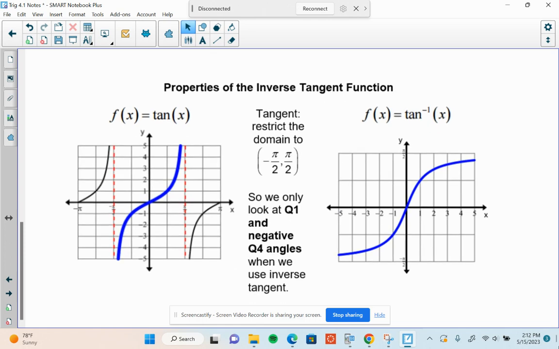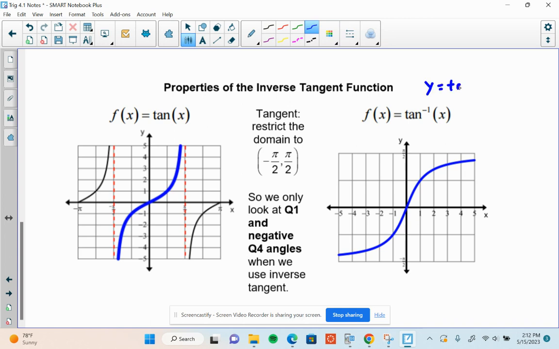Okay, in this short video, I'm going to talk about the inverse tangent function. So remember that if y equals the inverse tangent of x, that means that tangent of y equals x. In other words, the inverse tangent function gives us an angle whose tangent value is x.